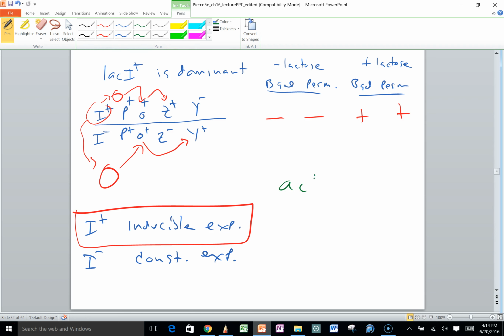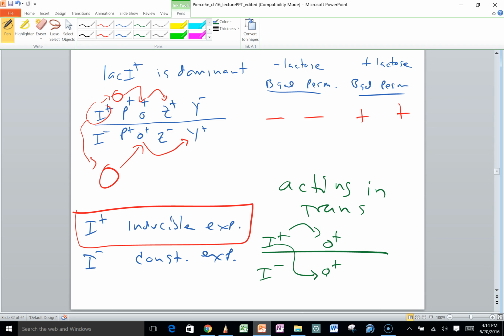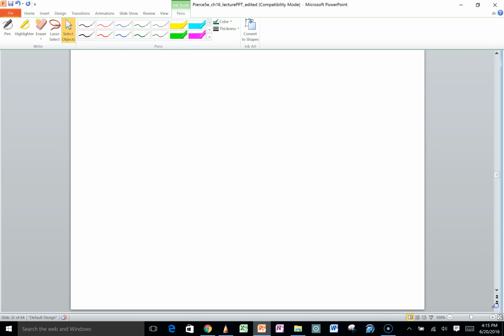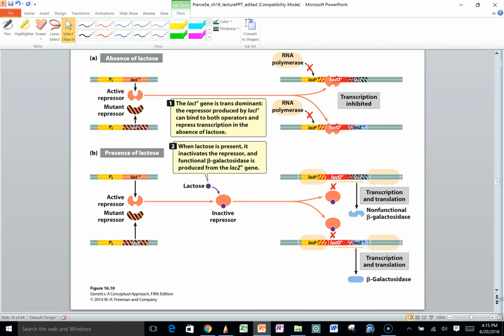We call that acting in trans. Because I plus can regulate this operator, and it can go across the line and regulate something on a different piece of DNA, that's what we mean by acting in trans. Trans means across. So if you go across the ocean, you make a transatlantic voyage. I put in a lot of extra slides there. Alright, so this is what's going on with this.